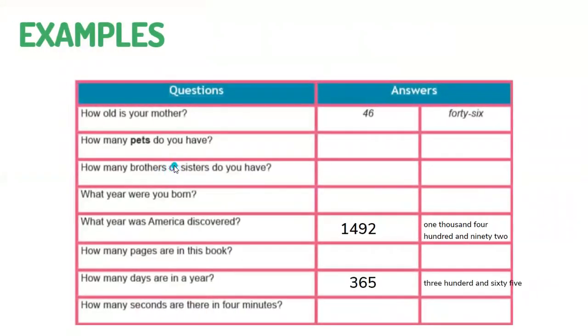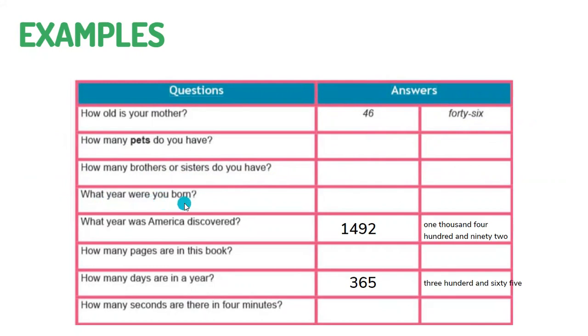So let's start with some examples. For example, how old is your mother? 46, written as 46. How many pets do you have? I have 1 pet. Maybe you have 3 pets, or maybe you have 5. How many brothers or sisters do you have? Perhaps you have 4 brothers or sisters.